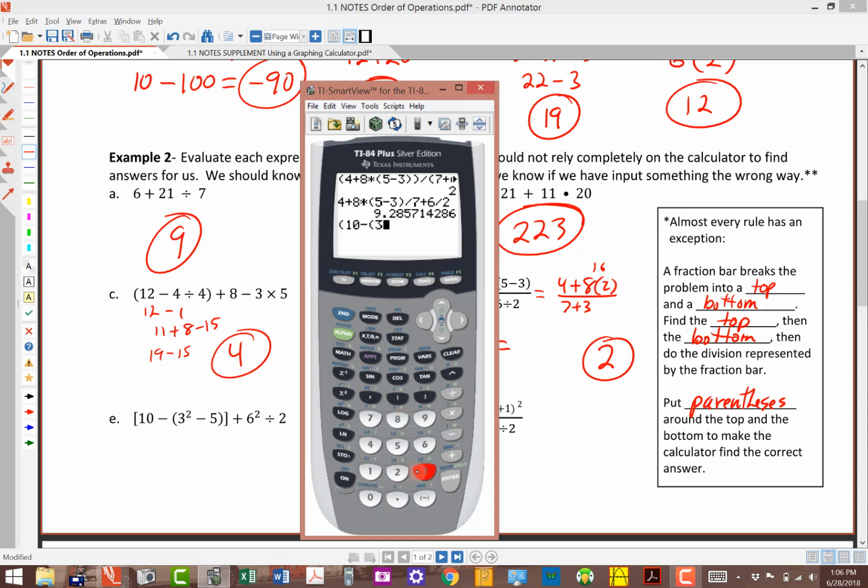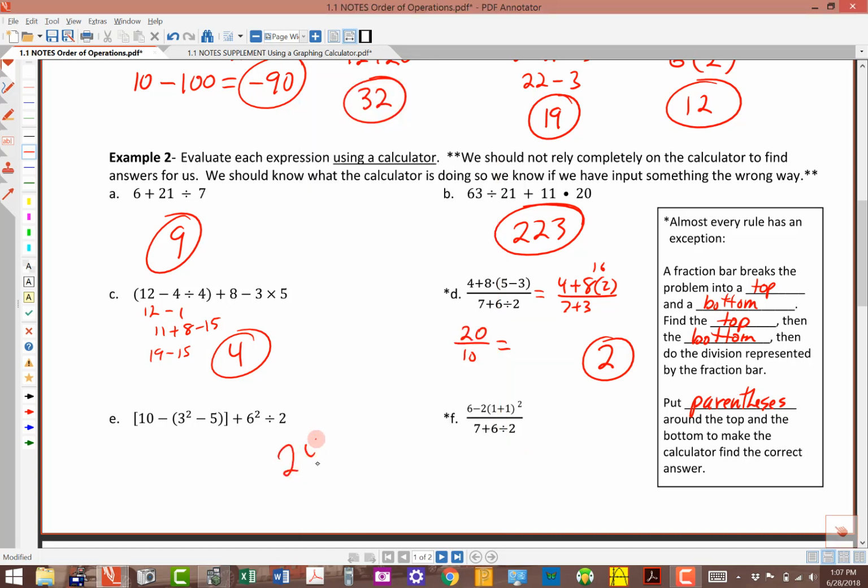So we're going to do 3, and we're going to square it. The squaring button is right here. You could also use this caret key, but we're going to hit the squaring button. And then we're going to do minus 5. We're going to close the parentheses. And remember, we opened with a set of parentheses, so we're going to close with another set of parentheses. And then we're going to do plus 6. Again, we're going to square that. So we hit that button right there. And then we're going to divide by 2. Hit enter, and we end up with 24. Okay, so if you type that into your calculator and got 24, then you're doing pretty well.